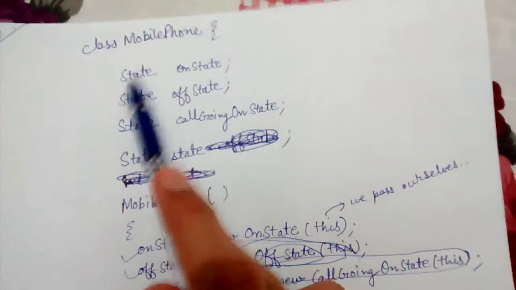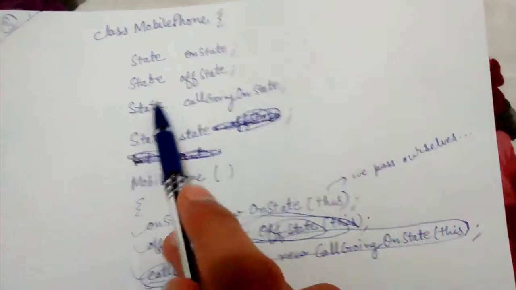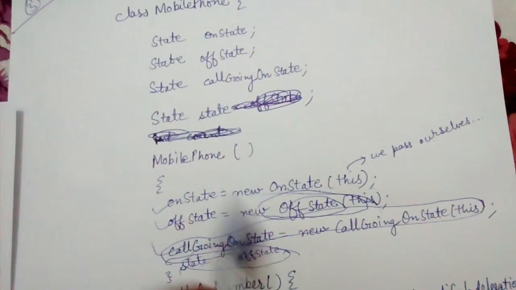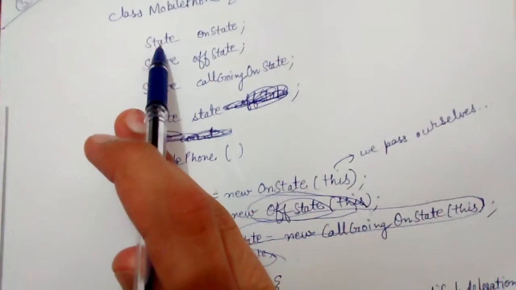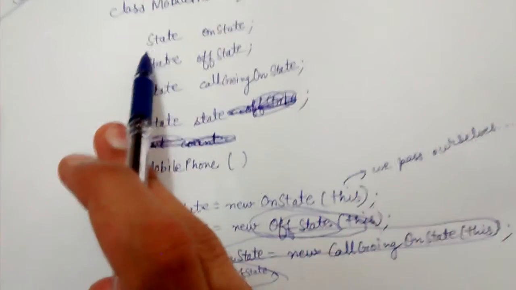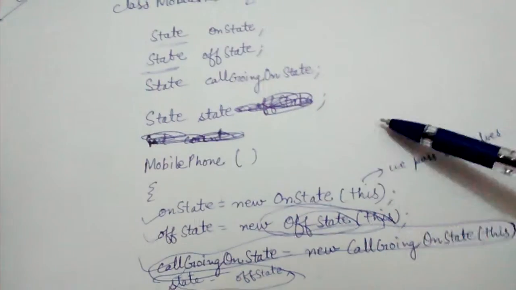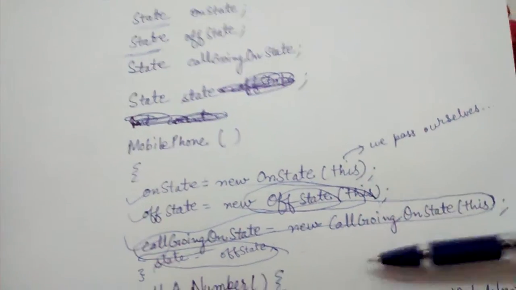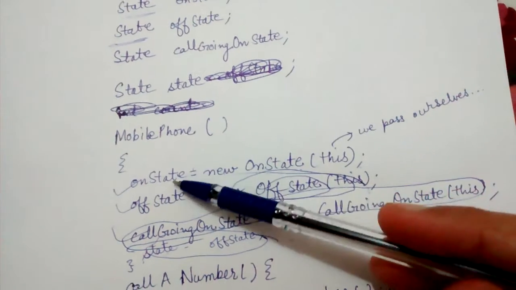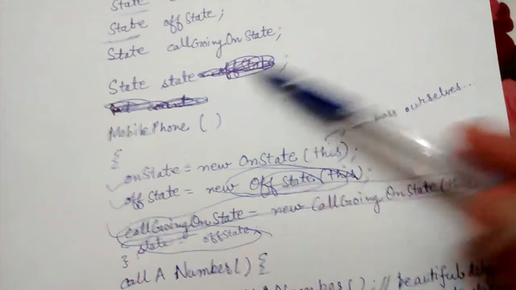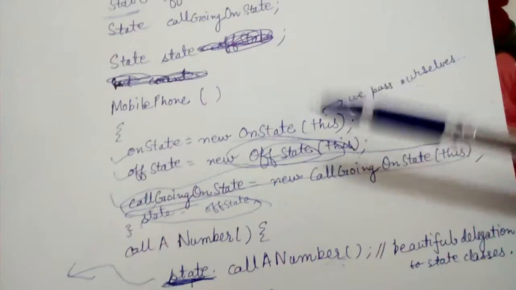As you can note here, this mobile phone class is holding references of State, not on state or off state object references. So it's associated with the interface, and that interface can be implemented by any of the concrete classes which we initialized at runtime when the constructor is called.